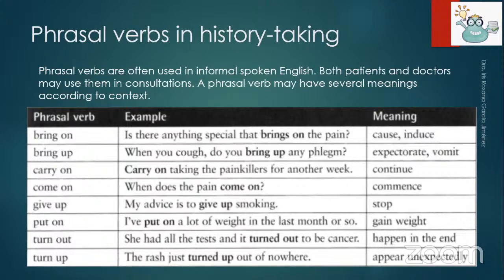So for example, a question with bring up. When do you cough? Do you bring up any phlegm? Easier, right? The meaning: do you expectorate? Do you vomit? Right? Instead of saying expectorate any phlegm or do you vomit phlegms, it's better to say bring up, right? It's comfortable. Or come on. When does the pain come on? It looks informal, it gets in confidence. It's better than saying when does the pain commence, right?